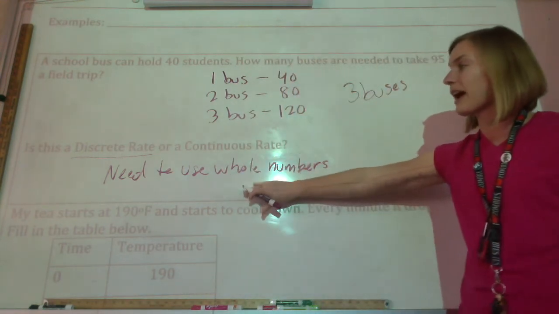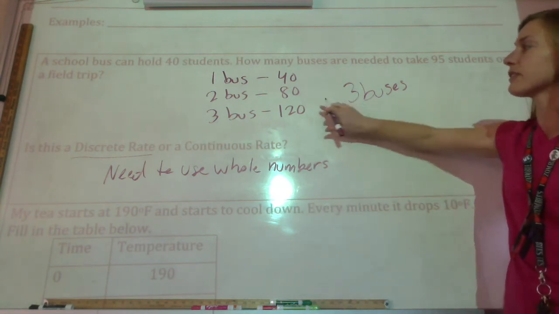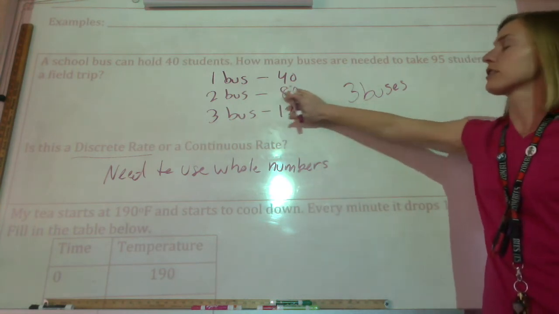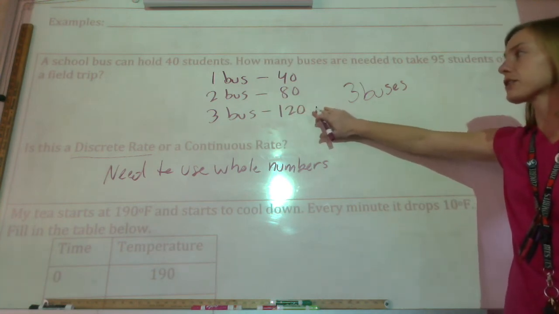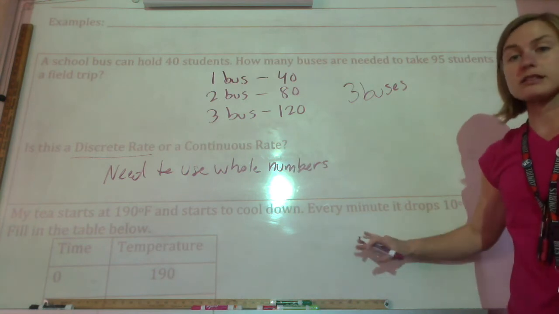So because we have to work with whole numbers, just like here, we had to use 3 buses, even though 3 buses can hold way more than 95 students, we had to go to 3 buses because you can't have a fraction of a bus. So it's going to be a discrete rate. Let's take a look at one more.